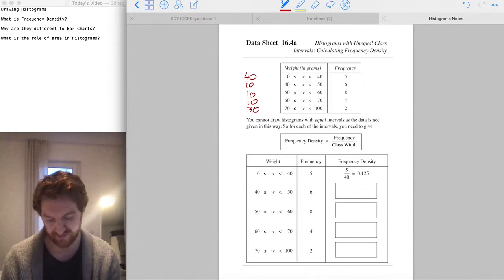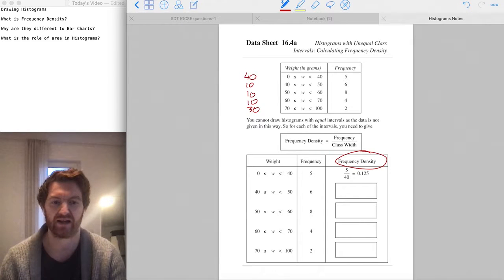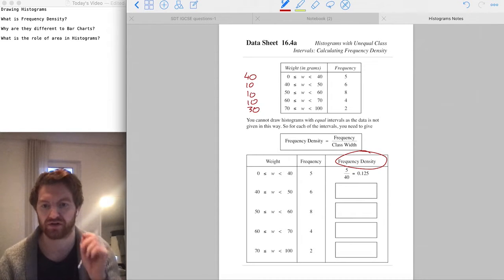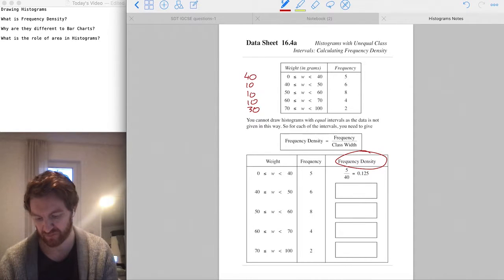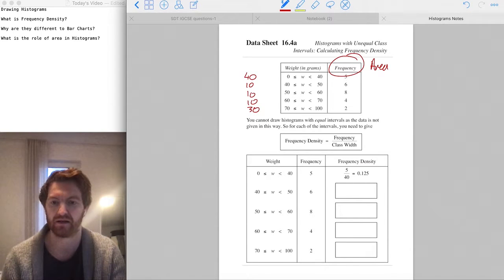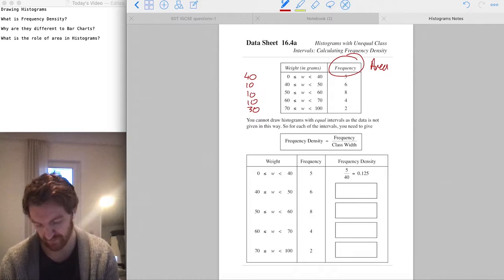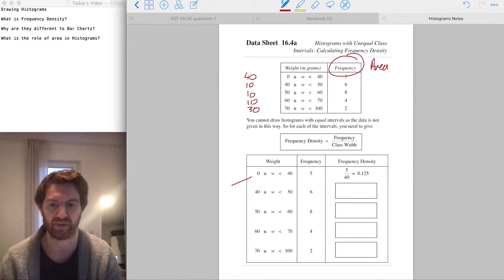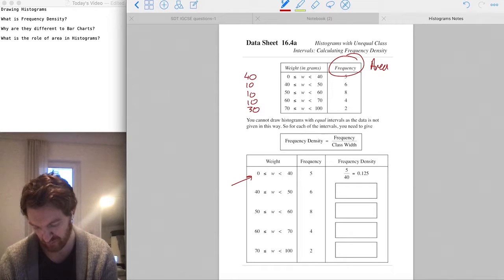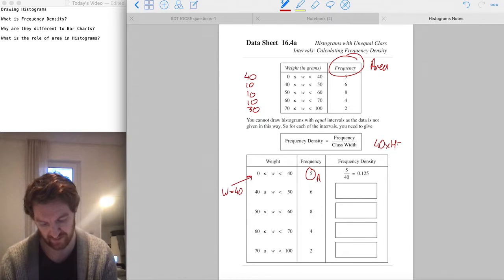So then we have to talk about something called frequency density, where instead of saying exactly how many there are, we say, okay, I'm going to look at the area, not the height. How do we work this out? Well, very simple. We know the frequency essentially is going to be the area, because the area tells us how many we have. We know that the width is going to be the width. So here, the width would be 40. So for the first one we're saying 40 times the height is going to be the area, which is 5.